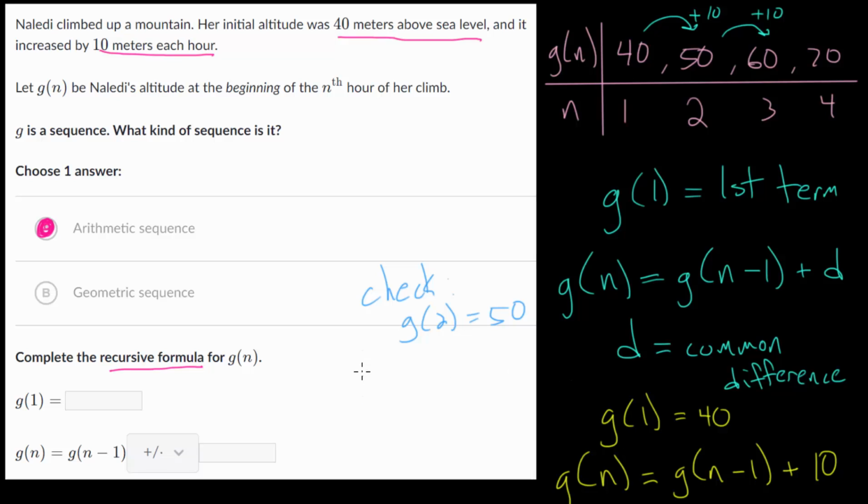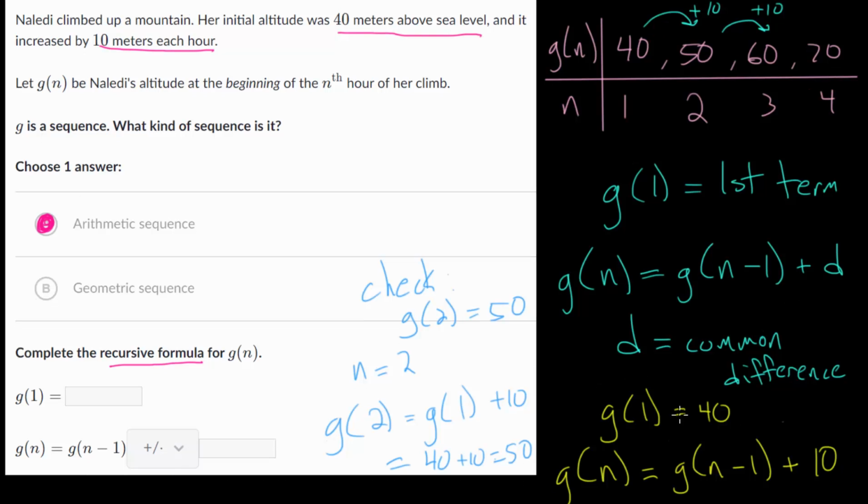So plugging that into our formula, we're just setting n equal to 2 here. So G of 2 would be 2 minus 1 inside these parentheses, so you get G of 1 plus 10. And we know the first term, that's 40, and 40 plus 10, that is 50. So we checked our work, which means we can feel confident that this formula here for our recursive formula is correct. And so for G of 1, we'd put 40 into the box here, and you'd select plus 10 here.